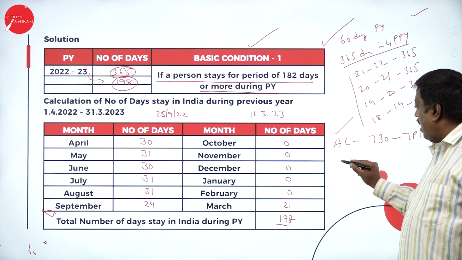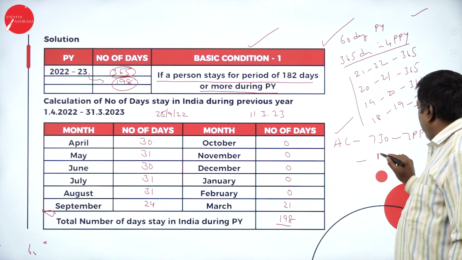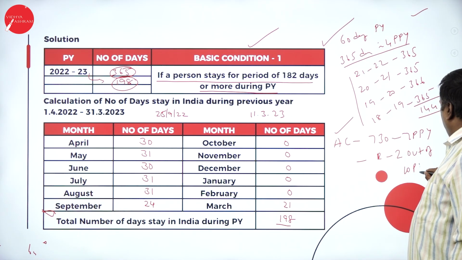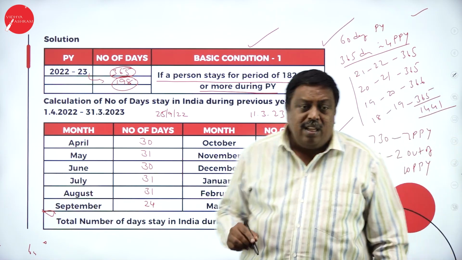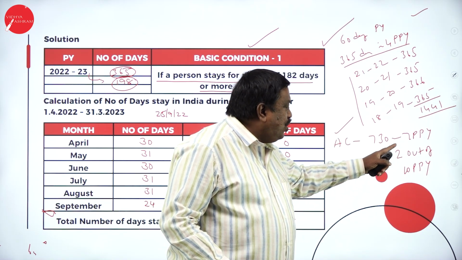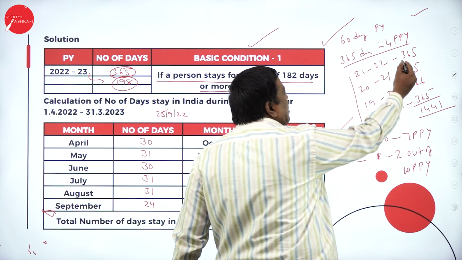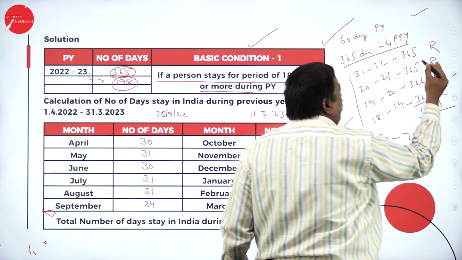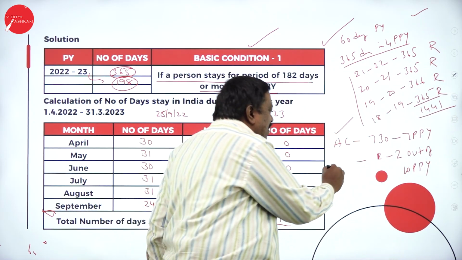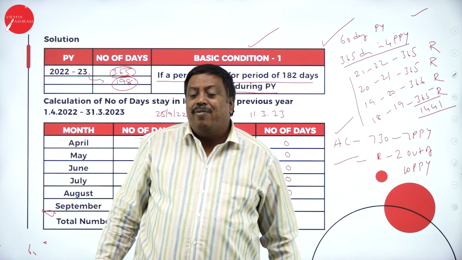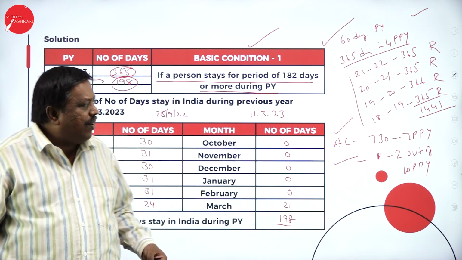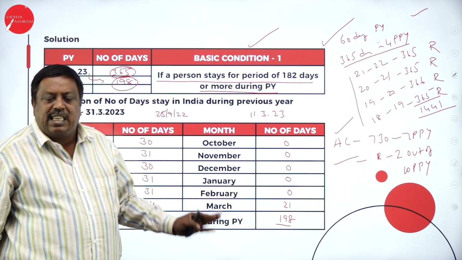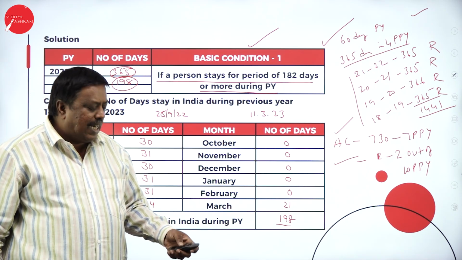What is my second additional condition? I should be resident for 2 out of 10 preceding previous years. When I satisfied by staying 365 days here, my status will be resident. So I've satisfied even my second additional condition. When an assessee satisfies both the basic conditions and both the additional conditions, then its status will be resident, ordinary resident.